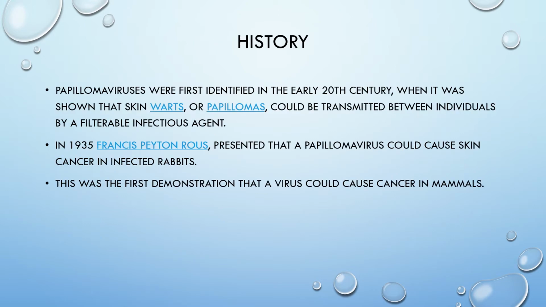Papillomavirus was first identified in the early 20th century when it was shown that skin warts could be transmitted between individuals by a filterable infectious agent. In 1935, a scientist named Francis Peyton Rous showed that papillomaviruses could cause skin cancers in rabbits. This was the first time in history that someone showed that a virus could cause cancer in mammals.